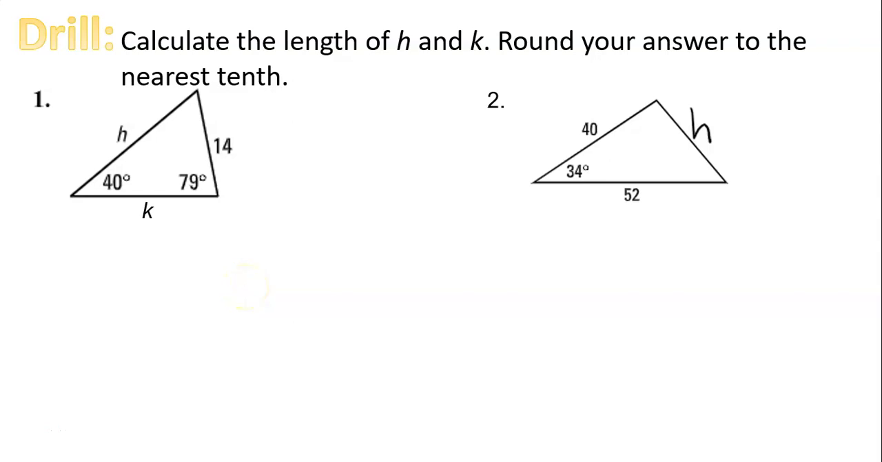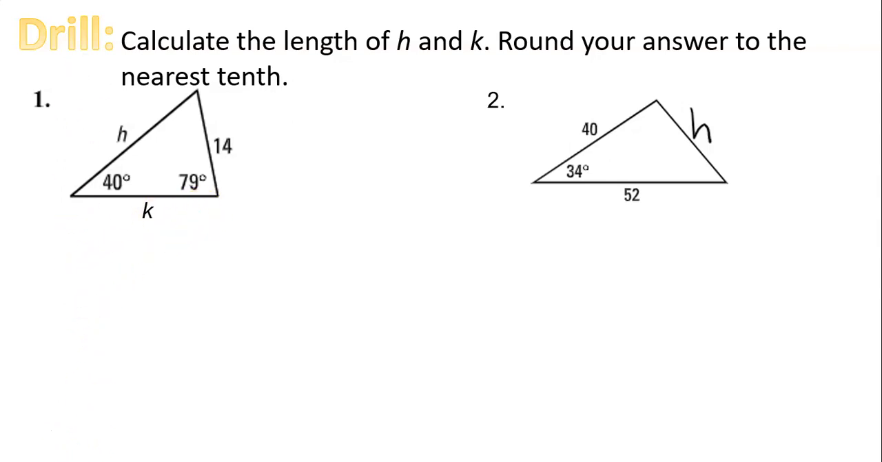Okay, so today, if you look at the drill here, it's asking us to find the missing sides of our triangle. You'll notice that neither one of our triangles is a right triangle, which means that we can't use right triangle trig. So we're going to have to use either the law of sines or the law of cosines to find our missing sides.